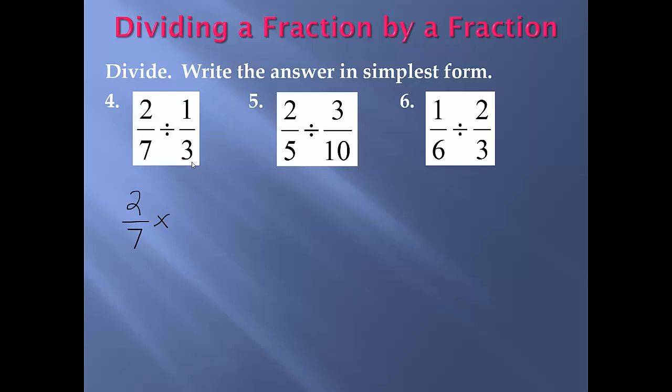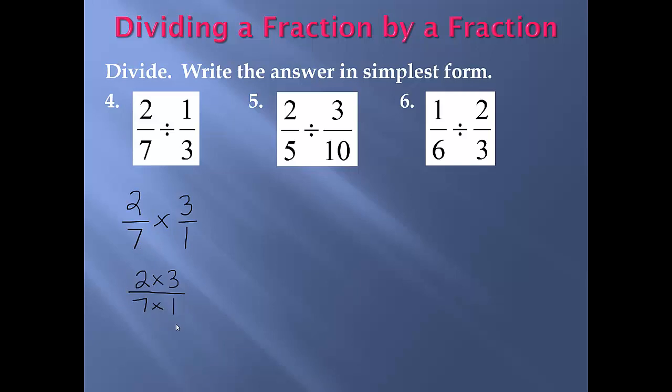So we need to invert 1/3 or flip it over. So the 3 will become the numerator, and the 1 will become the denominator. So we have 2/7 times 3/1. Now we solve this like we did when we solved multiplication problems for fractions. So we multiply the numerators, 2 times 3, and we multiply the denominators, 7 times 1.